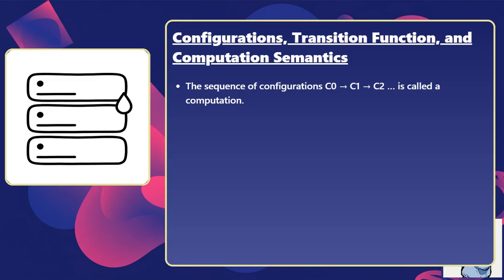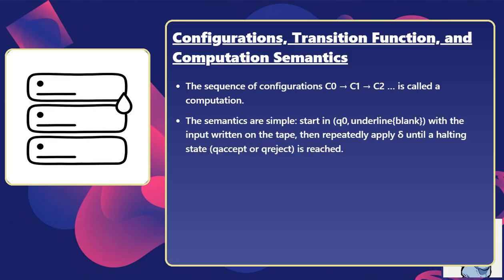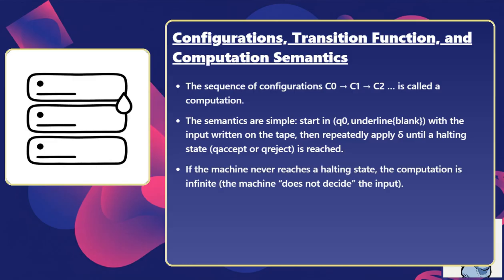The sequence of configurations C0 → C1 → C2, and so on, is called a computation. The semantics are simple. Start in q0 with the head on a blank and the input written on the tape, then repeatedly apply δ until a halting state, q_accept or q_reject, is reached. If the machine never reaches a halting state, the computation is infinite. The machine does not decide the input.